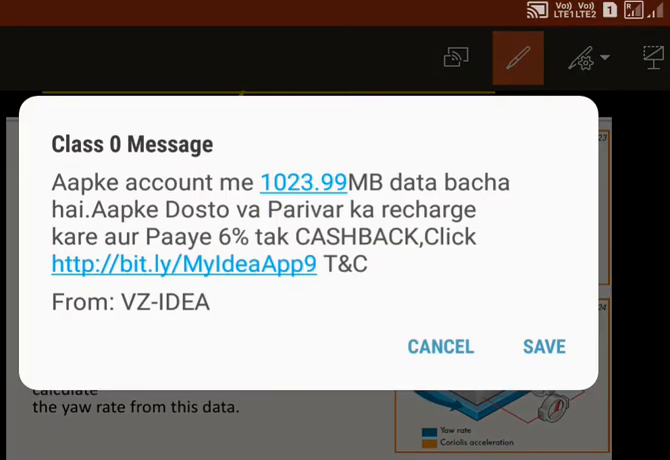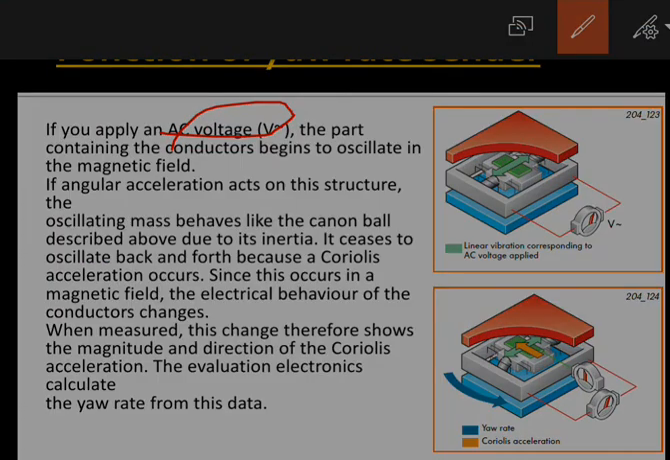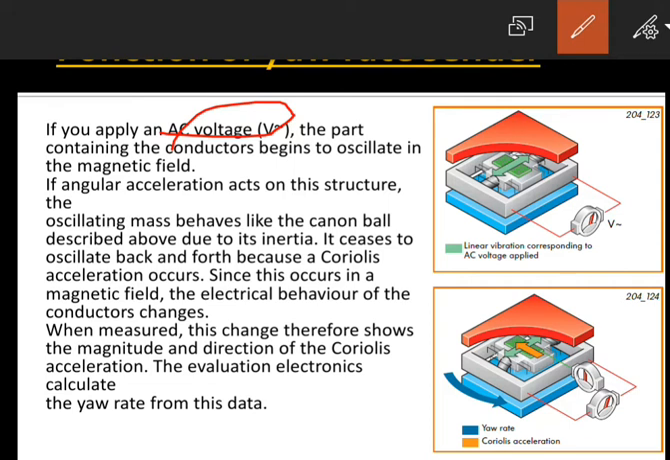If angular acceleration acts on this structure, the oscillating mass behaves like a cannonball. We have already explained the cannonball in previous SSP pages. A cannonball is nothing but when we throw a ball in a straight line.